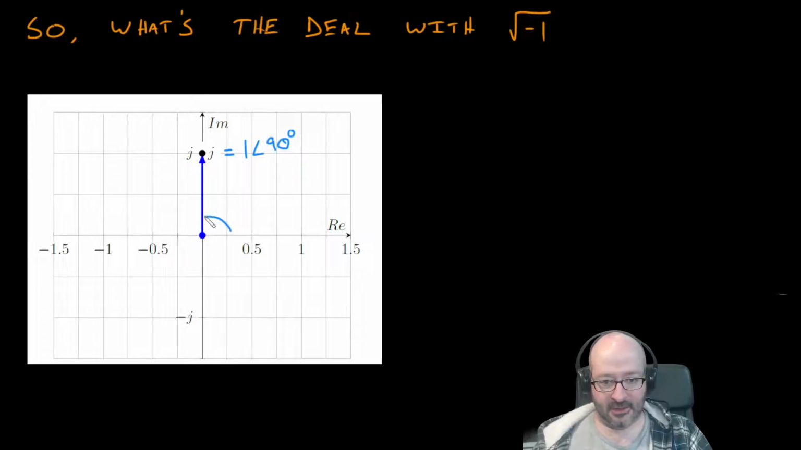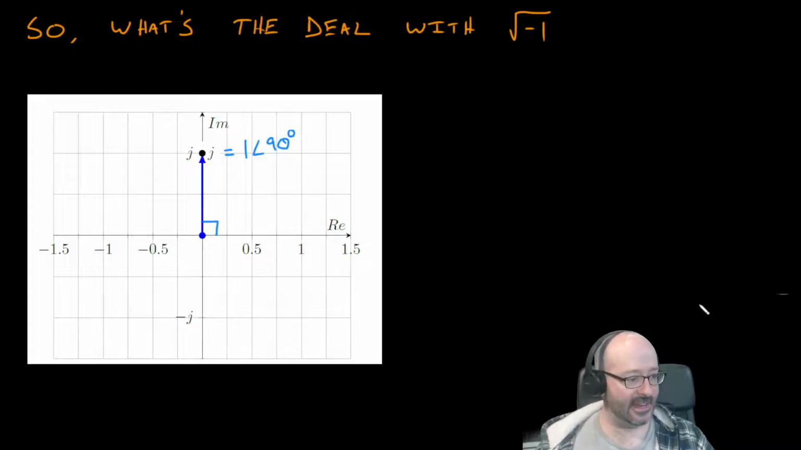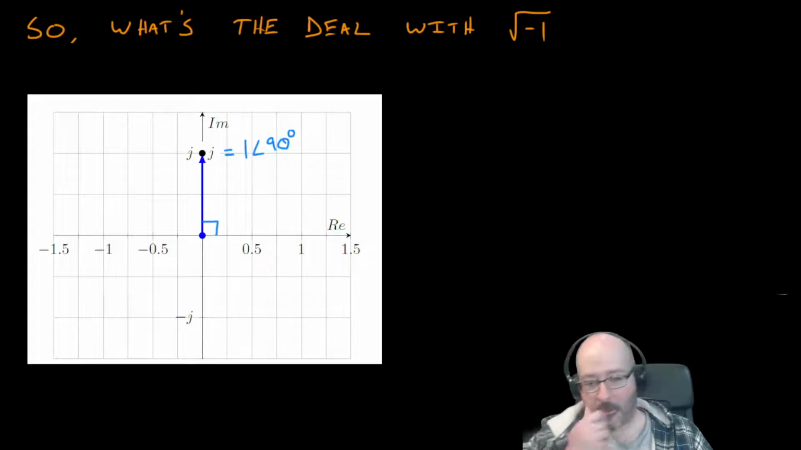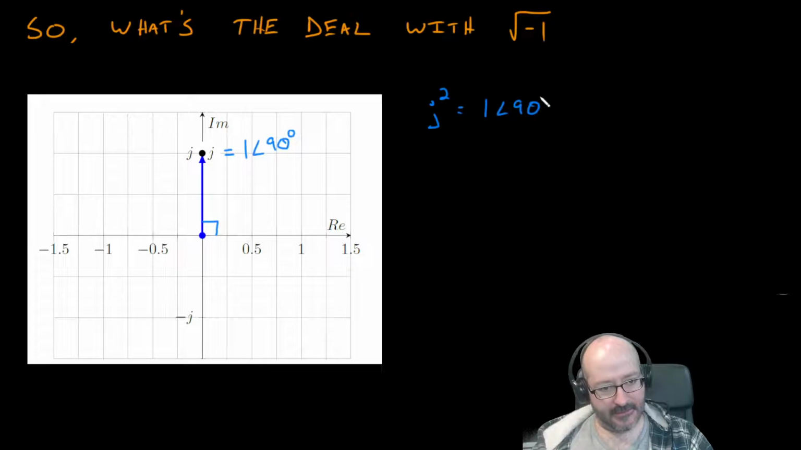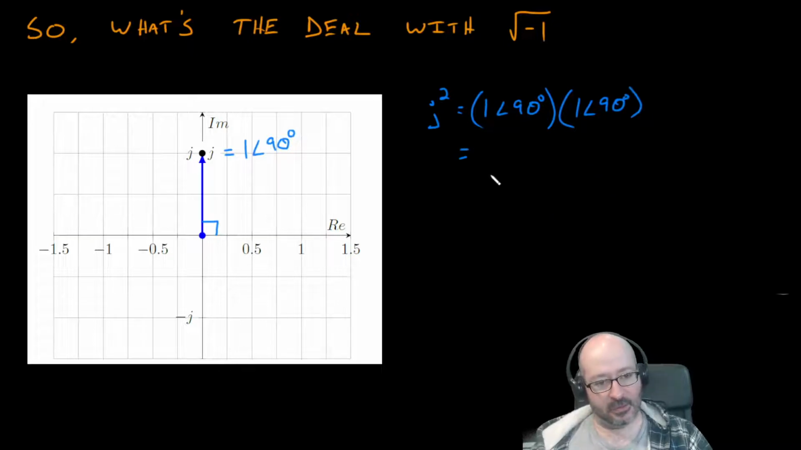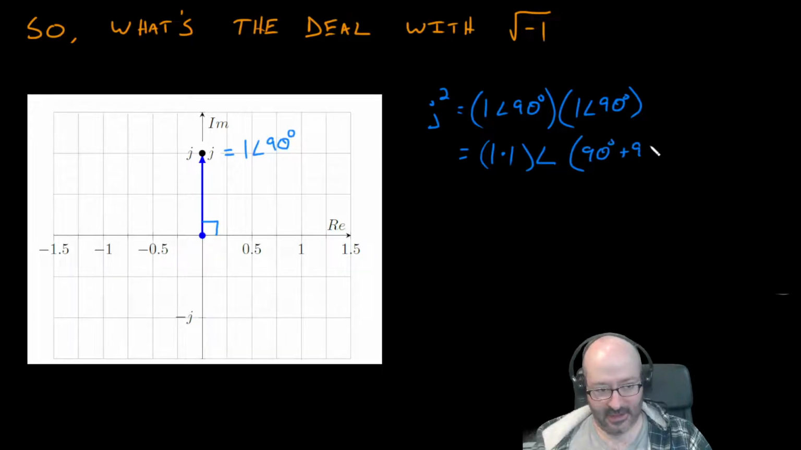Because I'm looking at this angle here, that's 90 degrees. I should really just make that a right angle since it's 90. It's a length of 1 at an angle of 90. Now if we square that, J squared is equal to 1 at an angle of 90 times 1 at an angle of 90, which is equal to 1 times 1 at an angle of 90 plus 90.